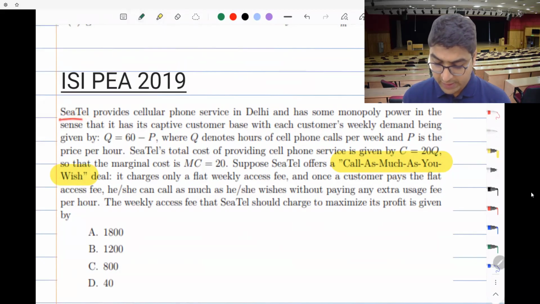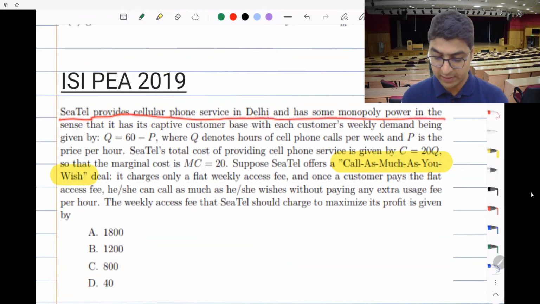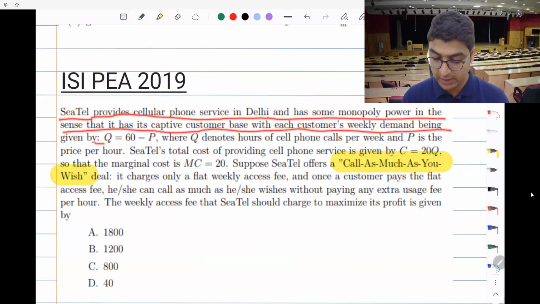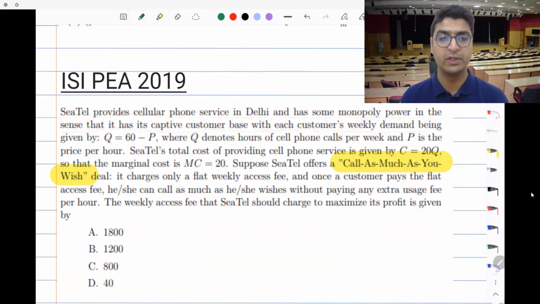Question is, CTEL provides cellular phone service in Delhi and has some monopoly power in the sense that it has a captive customer base with each customer's weekly demand being given by this. So we have this demand function, Q equal to 60 minus P. Q is hours of cell phone calls per week. P is price per hour. CTEL's total cost function is 20Q, तो marginal cost हो गया 20.